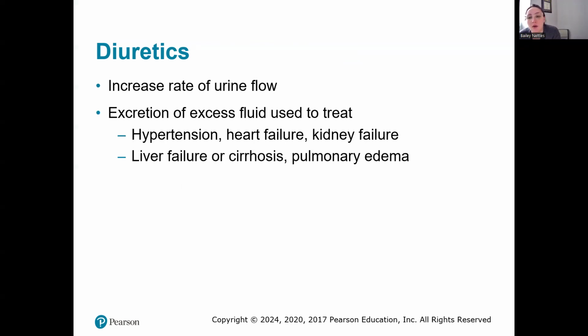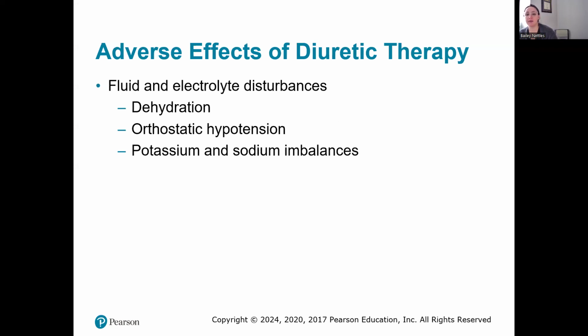So why is this important? Because diuretics increase your urine flow. This is for excess fluid wherever, whether it's from high blood pressure, heart failure, kidney failure, liver failure, cirrhosis, pulmonary edema, wherever you have extra fluid, it will help, okay? So adverse effects, obviously they work too well. Now you're dehydrated, you took all my fluid. Now I'm hypotensive. Or you took all my electrolytes and now I have an imbalance.